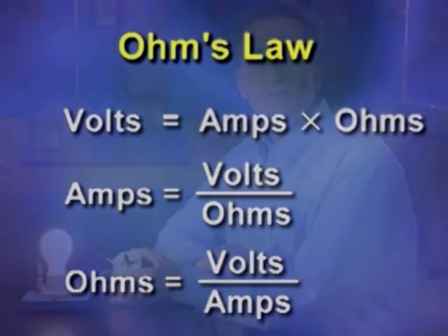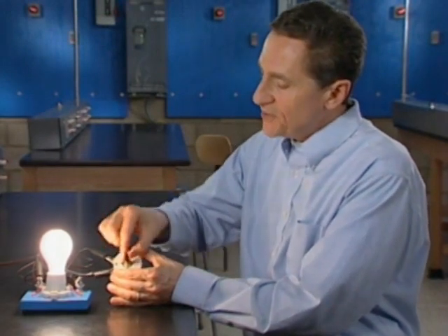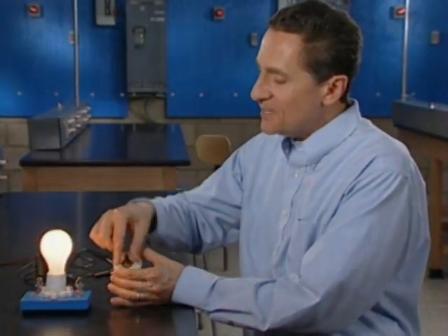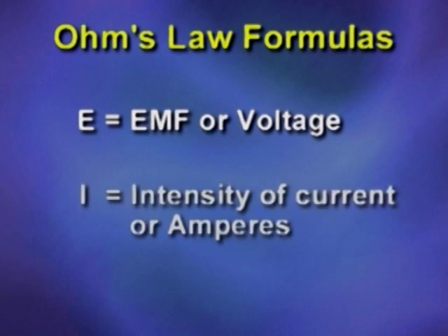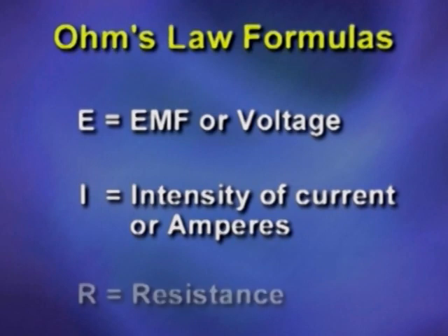From his experiments, Ohm proved that in a DC circuit, the current is directly proportional to the voltage and inversely proportional to the resistance. Ohm's experiments resulted in mathematical formulas that we use to calculate different electrical values. In Ohm's law formulas, the letter E is generally used to represent EMF, or voltage. The letter I is used to represent the intensity of current, or amperes, and R is used to represent resistance.